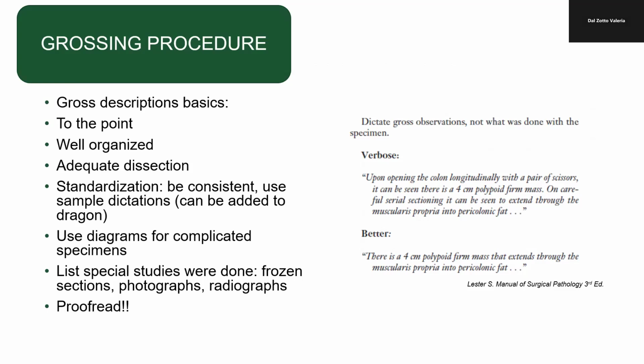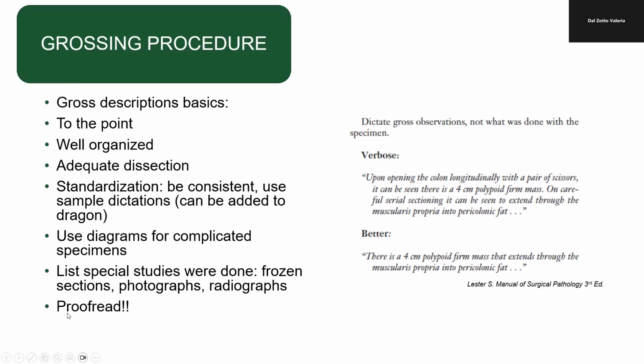the description, the basic description, followed by adequate dissection, and sometimes you can use diagrams for complicated specimens, and list the special studies that were done. Don't forget, if the specimen had a frozen section that day, make sure that you dictate what the pathologist said during the frozen section. If you took photographs, you documented, or radiograph, you documented.